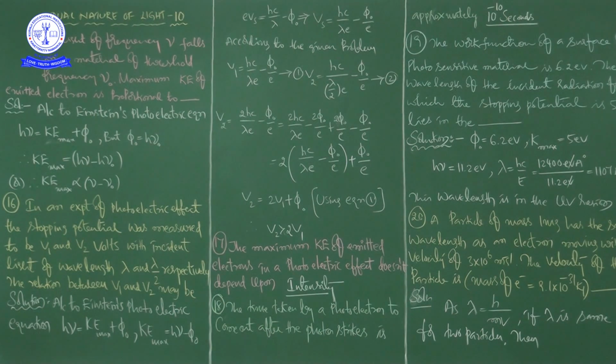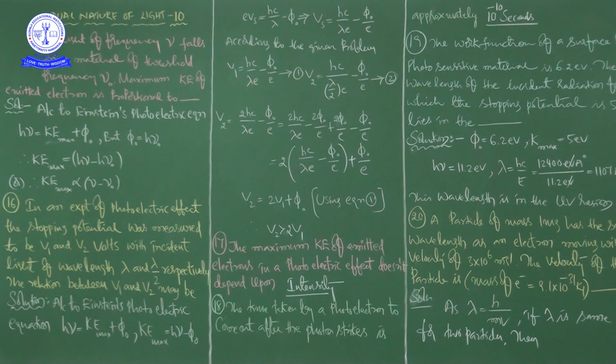You know Einstein's photoelectric equation: E is equal to phi naught plus Ke maximum. E is the energy of the incident radiation or incident light, phi naught is the work function, and Ke maximum is the maximum kinetic energy of the photoelectron.